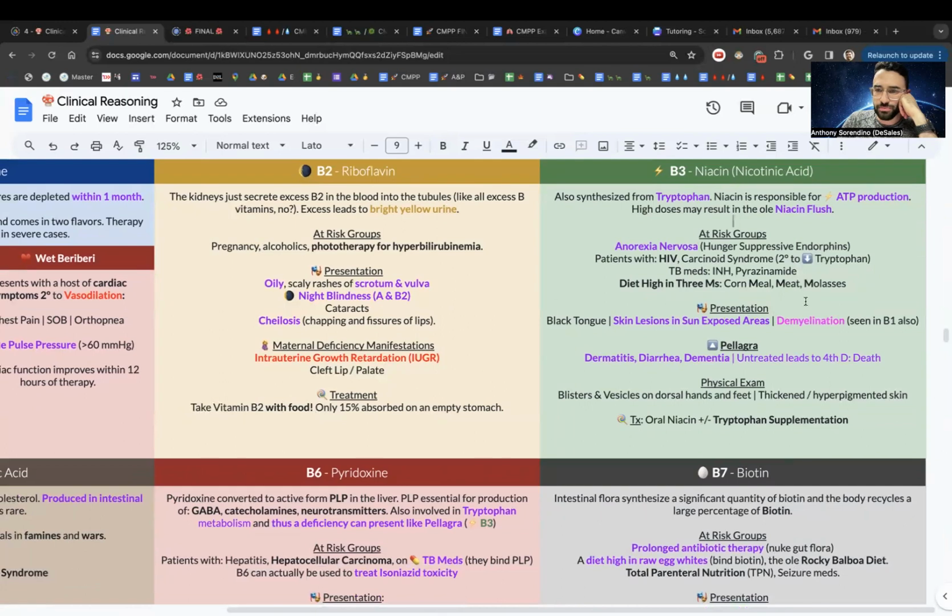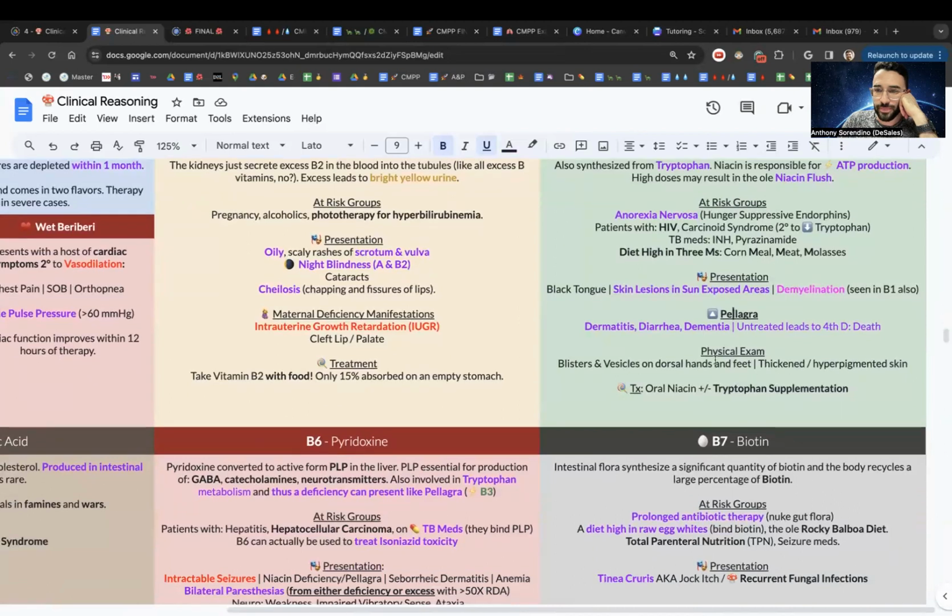Diet high in the 3Ms, meal, meat, molasses. Presentation, skin lesions in sun-exposed areas. I think that's going to be a big one. Dermatitis, diarrhea, dementia, that's going to be a question. So we need to know that is the triad. I like to do this in order of top to bottom. So we'll start up top with the brain, dermatitis of the skin, and then diarrhea down low. I think that makes more logical sense.